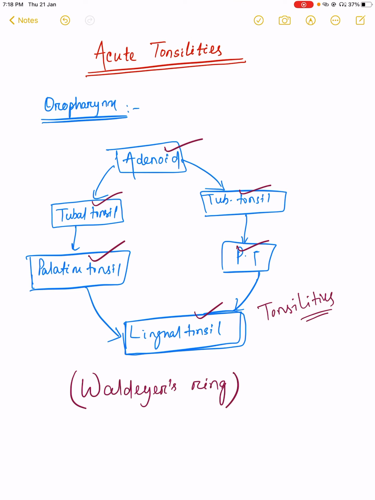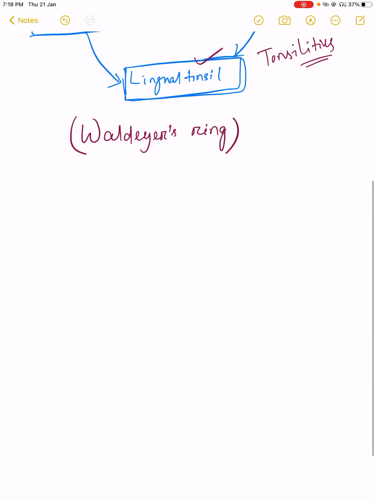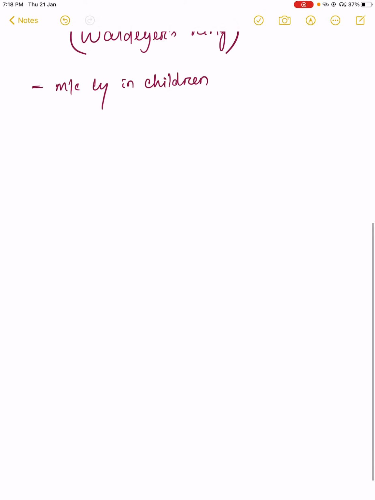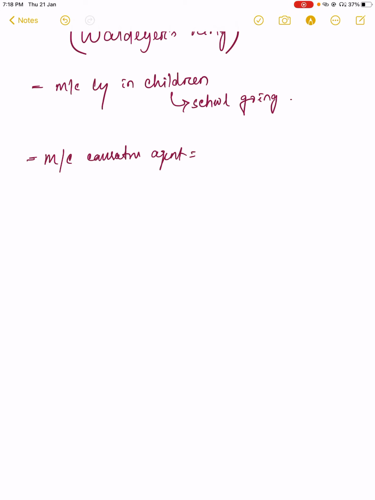So we'll start acute tonsillitis. You should know the arterial supply, venous supply, and nerve supply of these areas also. Okay. Acute tonsillitis occurs most commonly in children, school going children. And what is the causative agent? The most common causative agent is streptococcus.